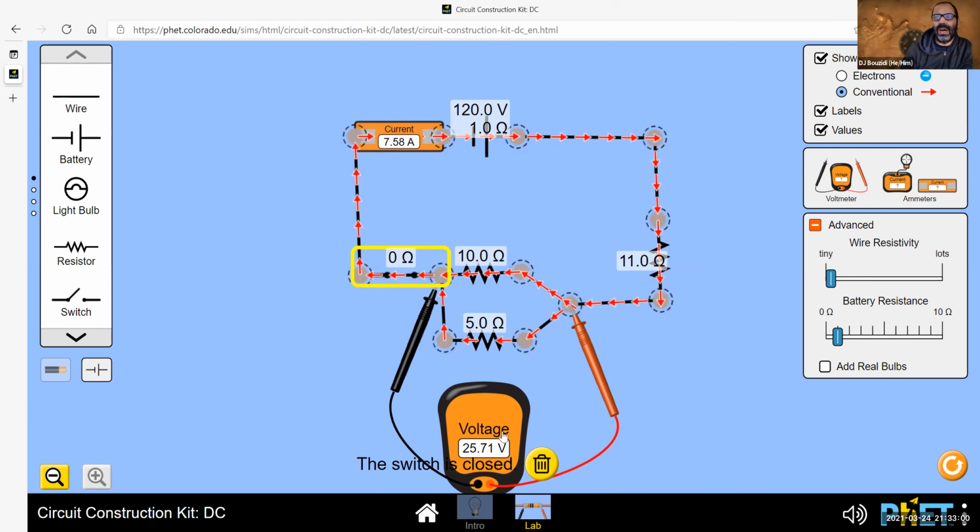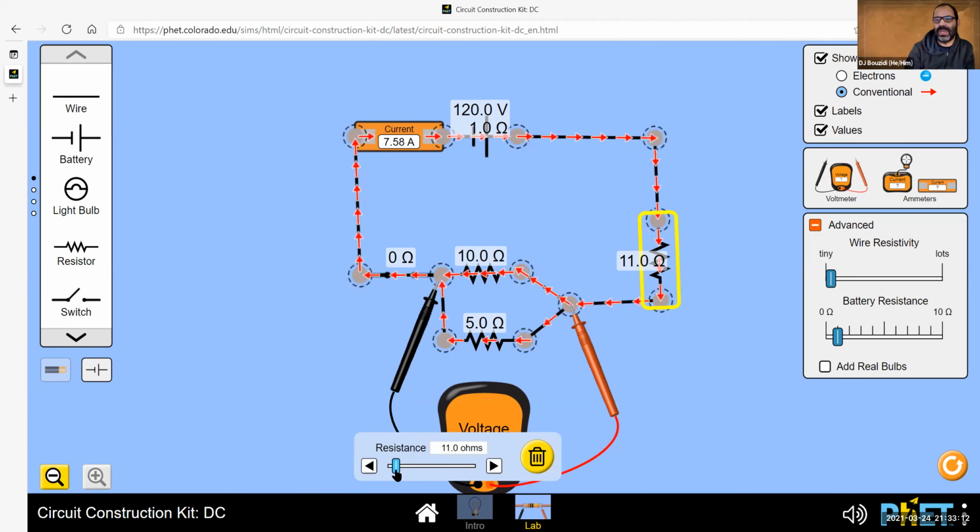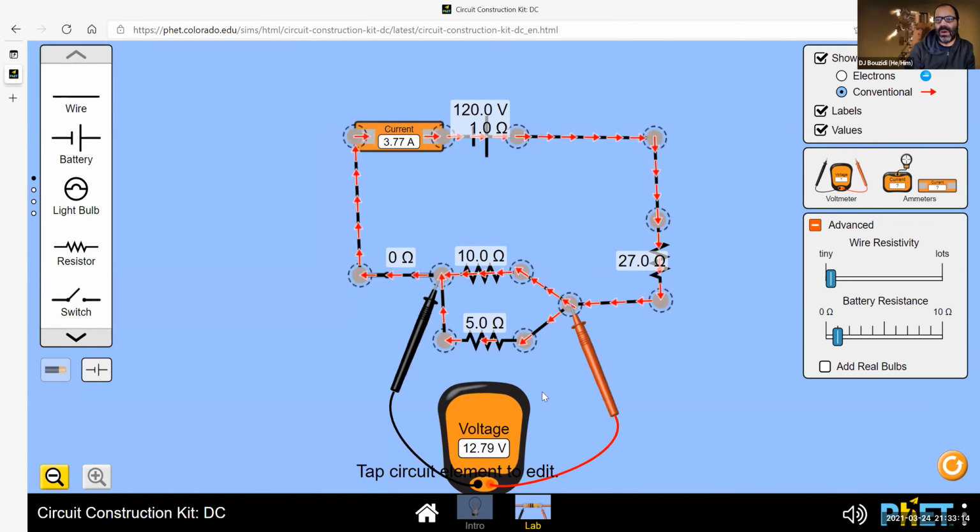The voltage reading right now is 25.71. So this is the last column. The current is 7.581. And I'm assuming that I can do this 6 times by just changing the value of this resistor. So each time I change the value of this resistor, the current changes and so on and so forth, okay? So we're going to need 6 values for this one.